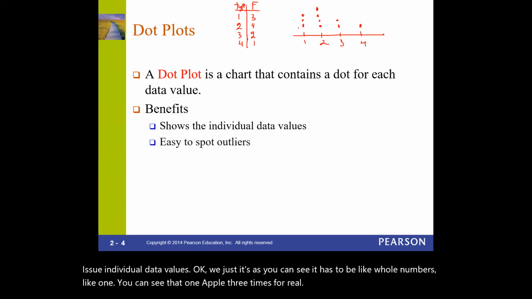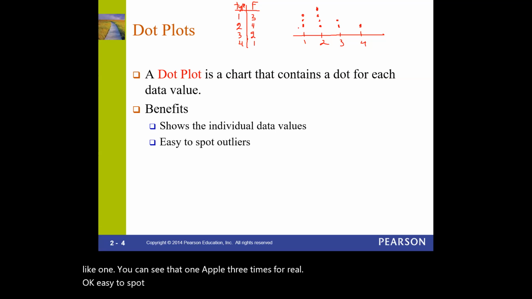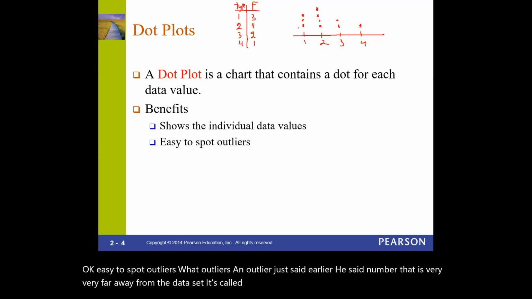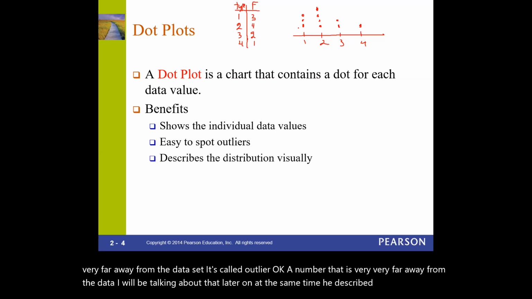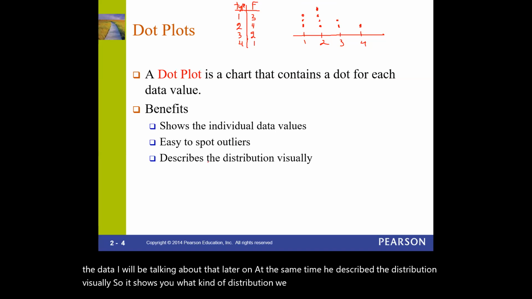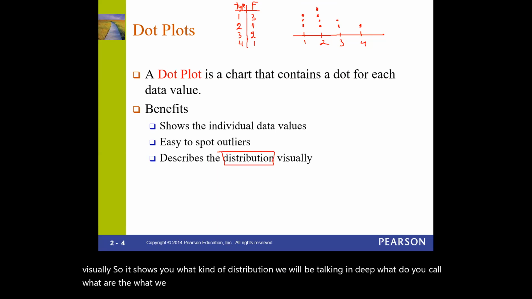Okay, it's easy to spot outliers. You know what an outlier is? An outlier, we said earlier, is a number that is very, very far away from the data set. It's called an outlier. I'll be talking about that later on. At the same time, it describes the distribution visually. So it shows you what kind of distribution we have. I will be talking in depth about what we call distribution.